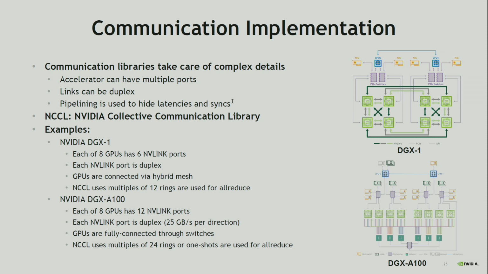If we look at the NVIDIA DGX A100, the system has 8 GPUs, but they have 12 NVLink ports. Again, they're duplex. But now they're connected to a switch. So in this case, a communication library like NCCL, which is the NVIDIA Collective Communications Library, will use multiples of 24 rings or one-shot instances to carry out an all-reduce. So there's quite a bit of orchestration that has to happen behind the scenes.